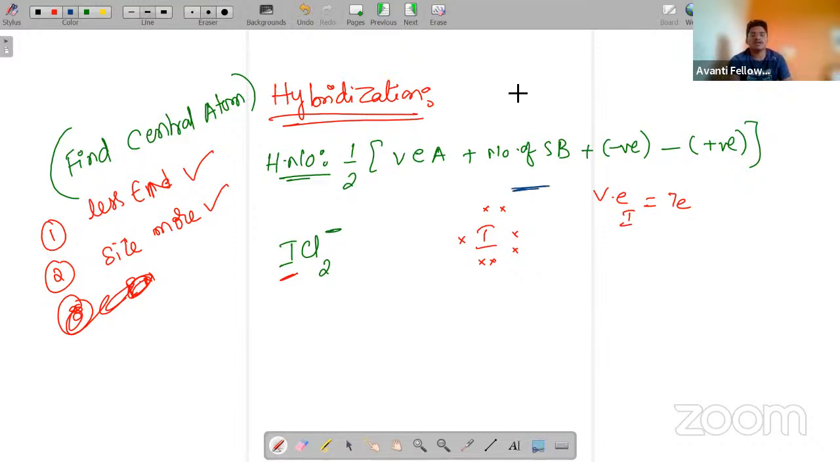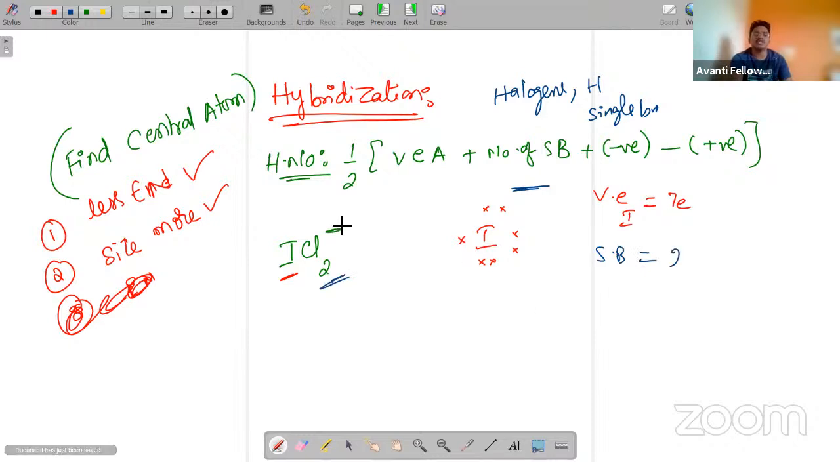Always remember, halogens and hydrogen always form single bonds. So how many single bonds are there? 2 chlorines are there, so 2. And how many charges are there? 1 charge, a negative charge. So 1 negative charge is there.